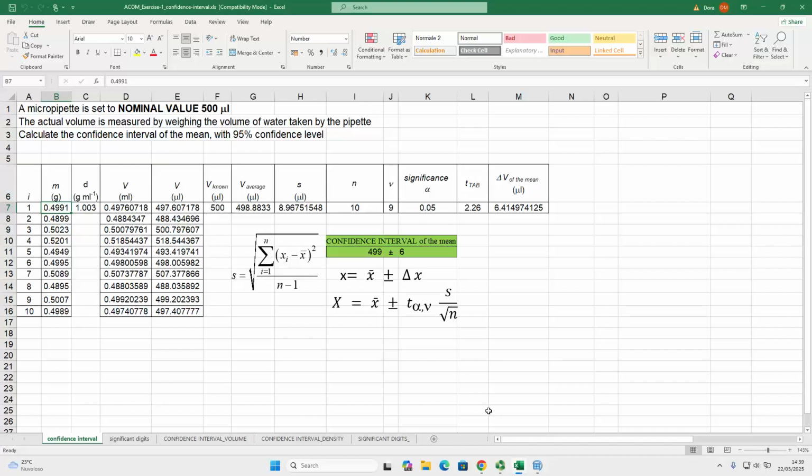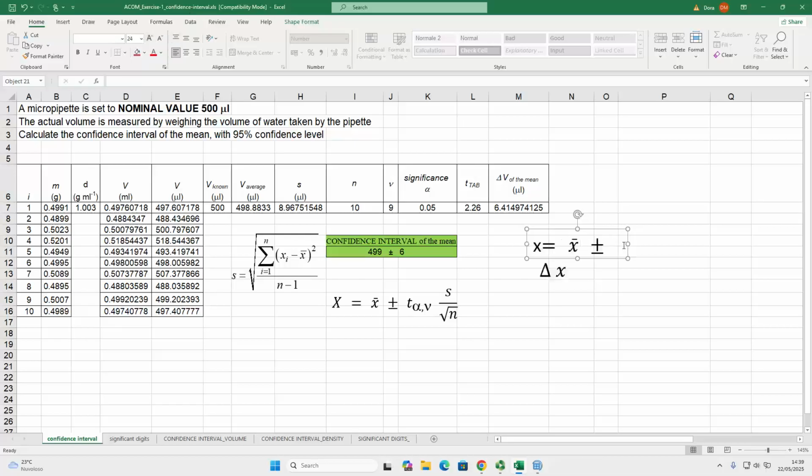We want to apply these simple equations. So we want the confidence interval, generically written as average value or central value, plus minus the absolute error. Delta is called absolute error. And the formula that we have learned this morning is this one. We must calculate the average of the 10 values and write plus minus t.